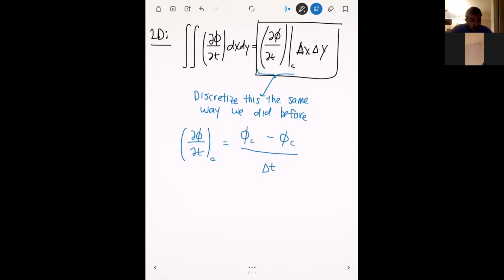But for the time index, we're going to have phi sub c at n plus 1 minus phi sub c at n. It's literally the exact same thing we've done before, except now we're applying it with finite volumes. With this in mind, all we have to do is plug this into all the other finite volume equations that we have for the convection term, the diffusion term, and the source.